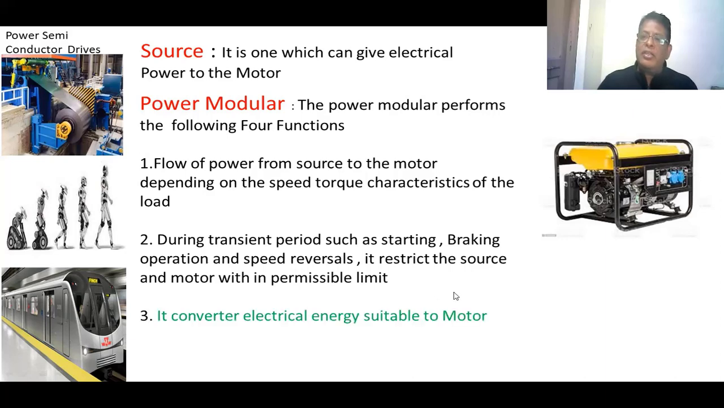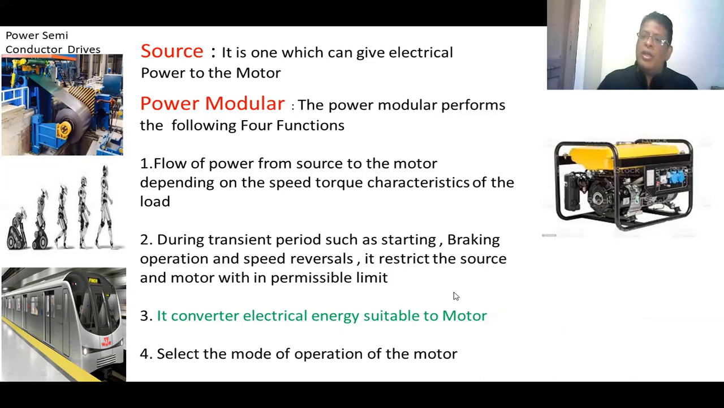The main important thing is that the power module contains a converter which converts the power into the form required by the motor. Suppose the motor is a DC motor and the available power is AC, then the converter becomes a rectifier. If the motor is a DC motor and the available power is DC, then you have to go for a chopper circuit. Suppose the motor is an induction motor and the available power is DC, then we have to use the converter as an inverter.